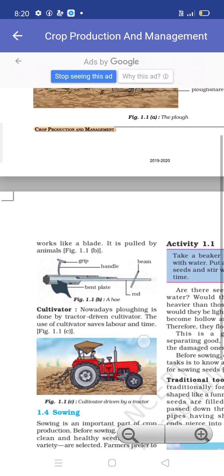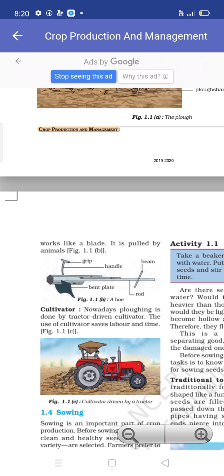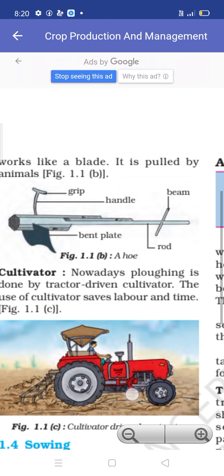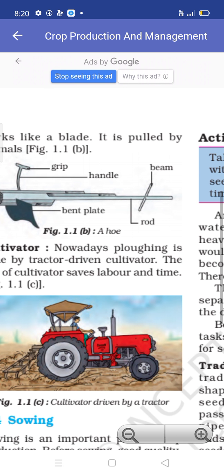And then last, the cultivator. What is the cultivator? Nowadays ploughing is very important. People are using tractors for ploughing and cultivating the land. The use of a cultivator saves labor and time. With the tractor the work is much faster, and time is also saved. So like this you can see a cultivator driven by a tractor.